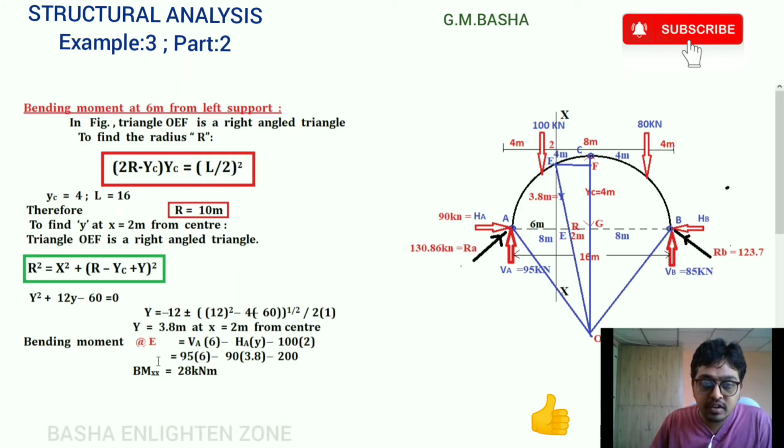So if you simplify that equation, you will get the bending moment at section XX equal to 28 kilonewton meter. If you simplify that directly, you will get the bending moment at XX section equal to 28 kilonewton meter. Okay.